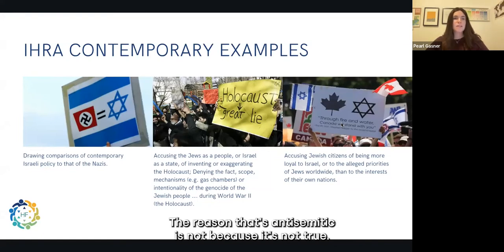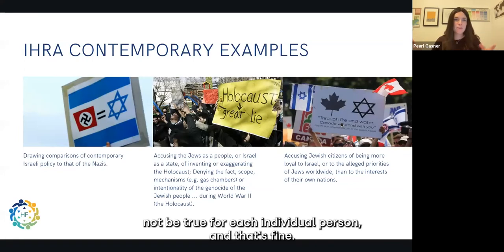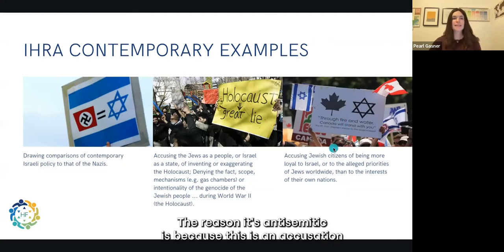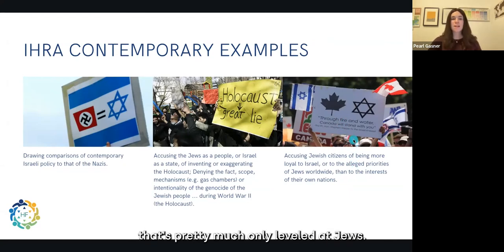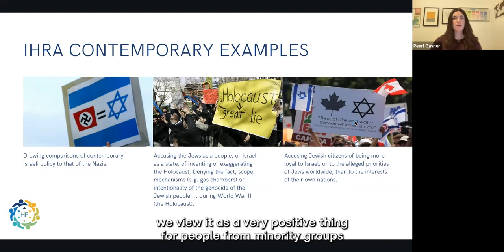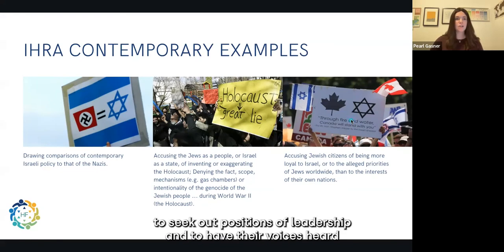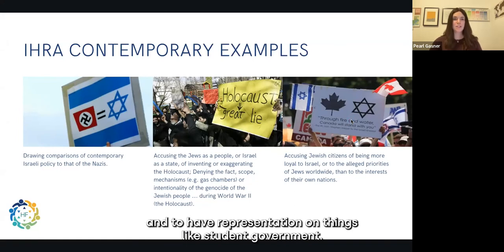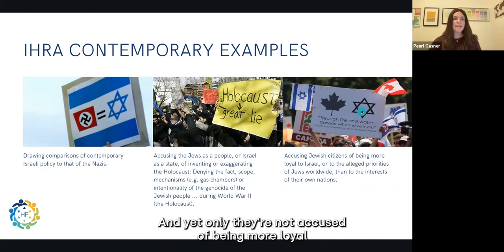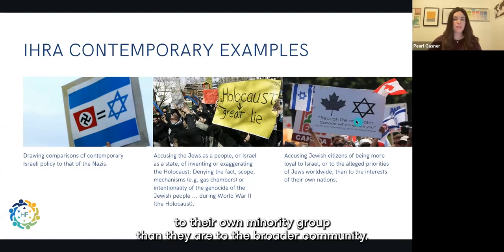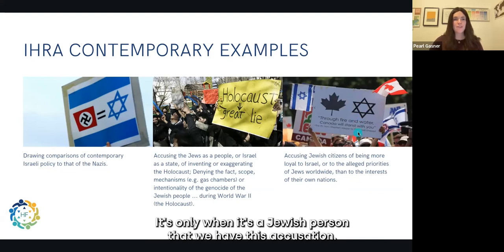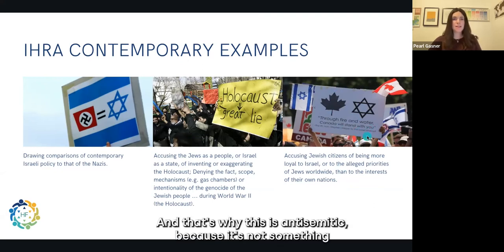The reason that's anti-Semitic is not because it's not true. Again, it may or may not be true for each individual person, and that's fine. The reason it's anti-Semitic is because this is an accusation that's pretty much only leveled at Jews. Generally speaking, today, we view it as a very positive thing for people from minority groups to seek out positions of leadership and to have their voices heard and to have representation on things like student government. And yet they're not accused of being more loyal to their own minority group than they are to the broader community. It's only when it's a Jewish person that we have this accusation. So again, we're going back to that double standard. That's why this is anti-Semitic, because it's not something that other people are accused of in the way that Jews are.